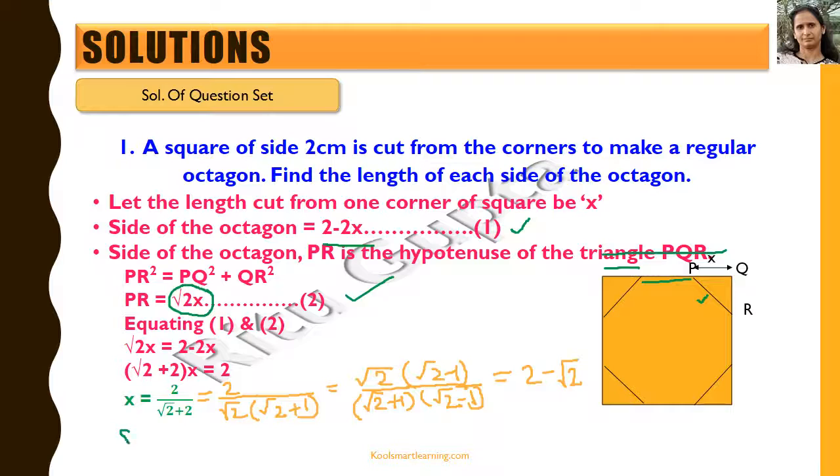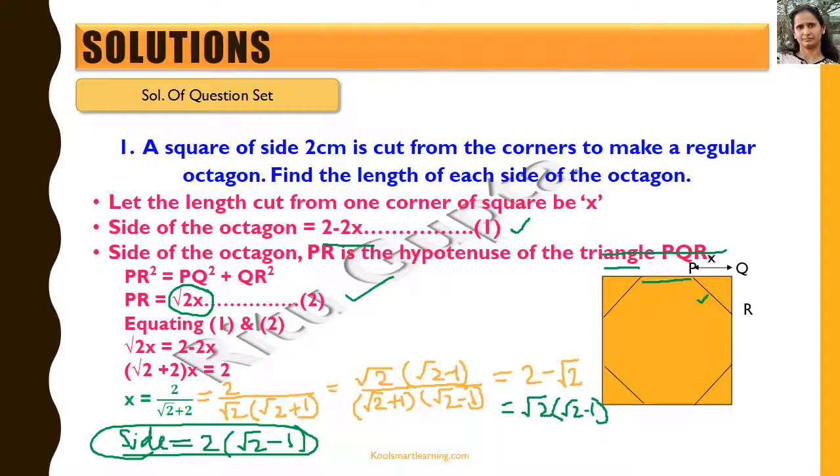So we can say side is equal to, we multiply this with root 2. So we get, now first of all x can be also written as root 2 into root 2 minus 1. Now if we multiply this with root 2, the side becomes 2 into root 2 minus 1. So this is the side of the octagon that we need to find.